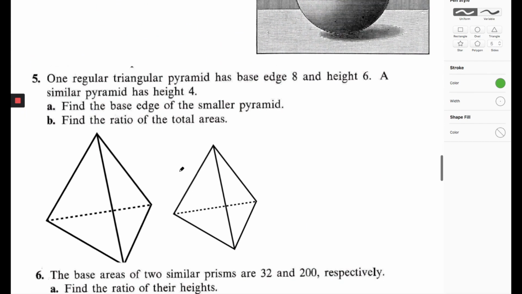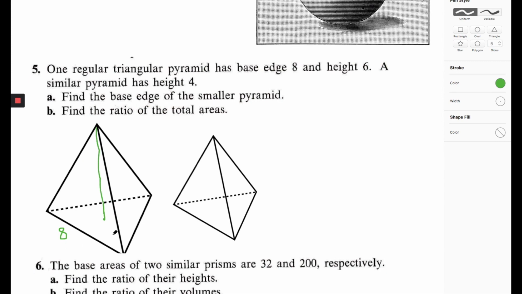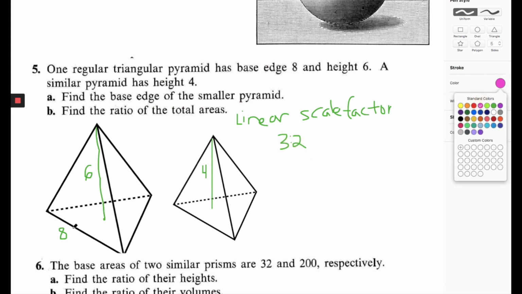Boom. Question 5. One regular triangular pyramid has a base edge 8 and a height 6. A similar pyramid has a height 4. Find the base edge of the smaller pyramid. Find the ratio of the total areas. Very nice. All right, so let's mark it up. Base edge is 8 here. Height is 6. This height is 4. Okay, so what they're showing us here is that the linear scale factor is 3 to 2. So that means that this must be in a 3 to 2 ratio.